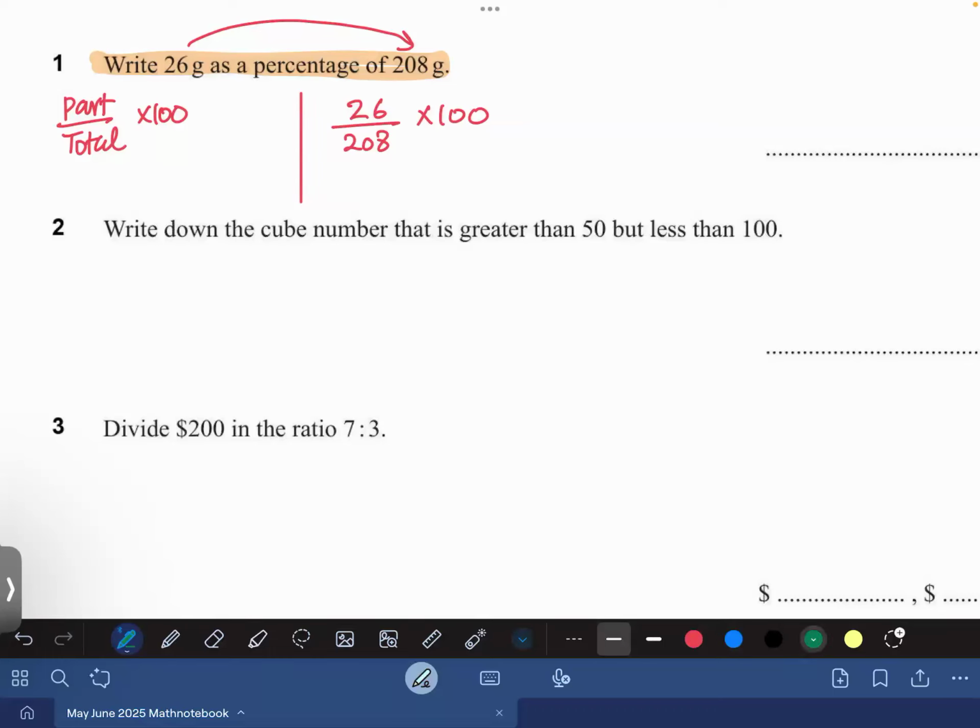All of you can see that 26 and 208 are even numbers. I can use table 2 for the sake of cutting. I can cut 26 and 208 in half, so it would be 13 divided by 104 times 100. Now I can cancel 104 and 100 as well.